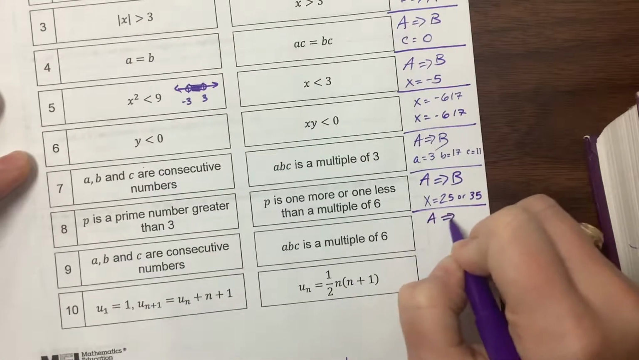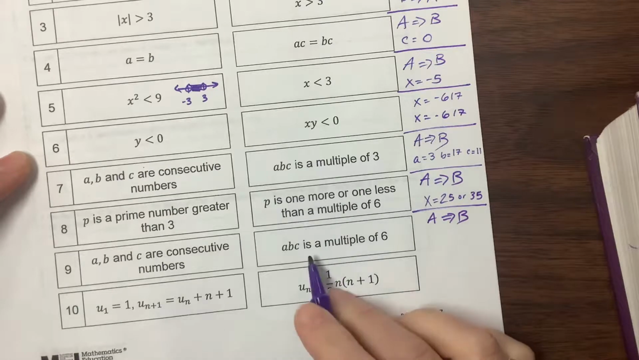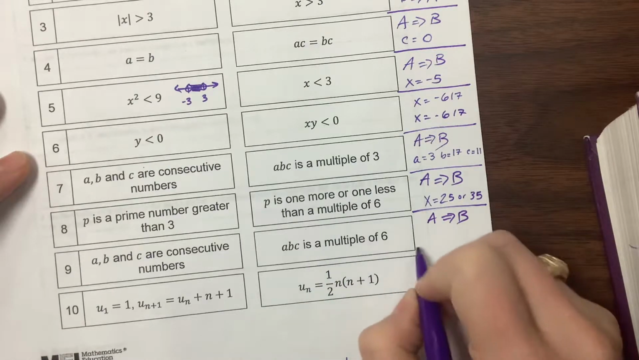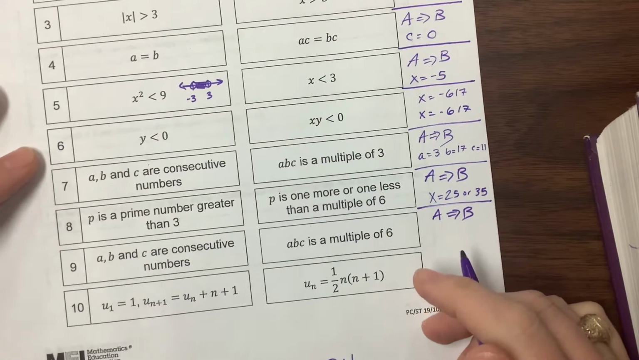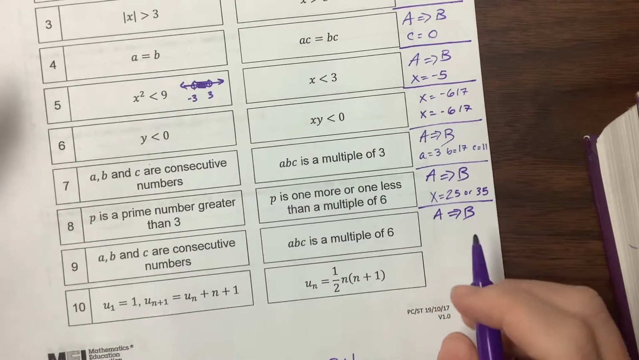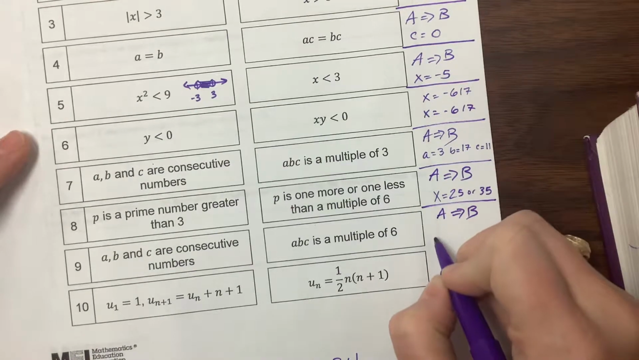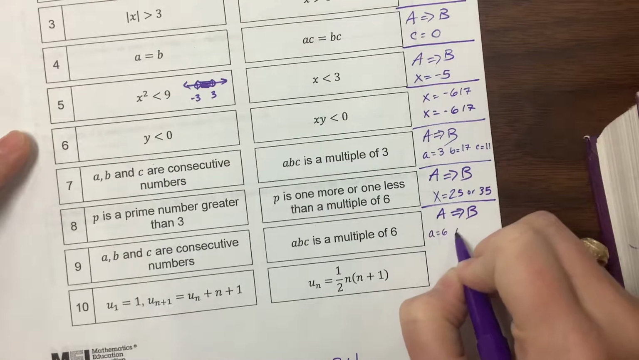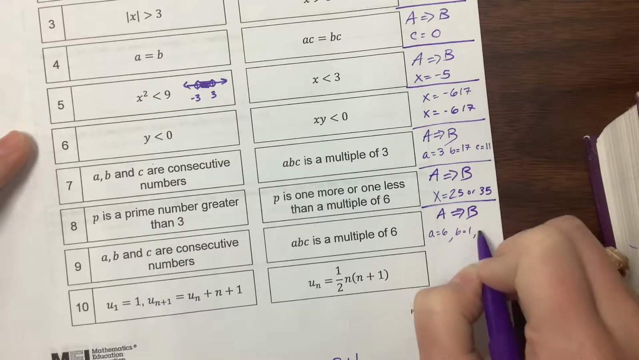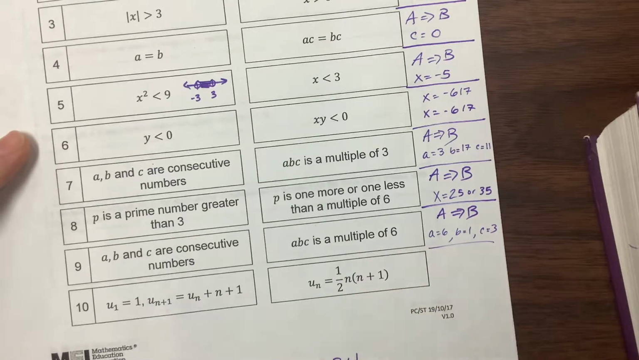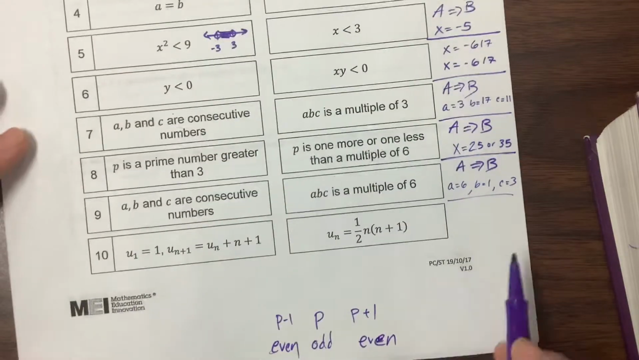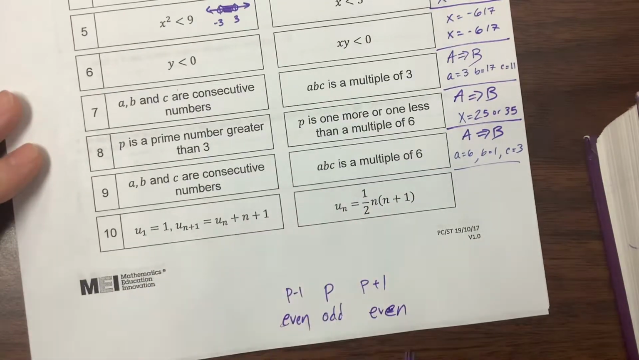So A implies B will be true. ABC is a multiple of 6. Okay, well, one of my little darlings said, well, what if A, B, and C are all 6? I'm like, ho, ha, ha, you 6, 6, 6. Okay, whatever. But case in point, A equals 6 and B equals 1 and C equals, I don't care, 3. That multiplied together is a multiple of 6, but they're not consecutive. So there's your counterexample.